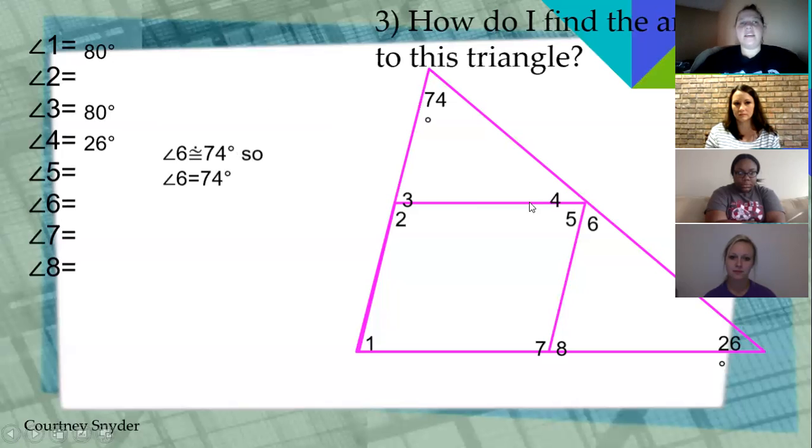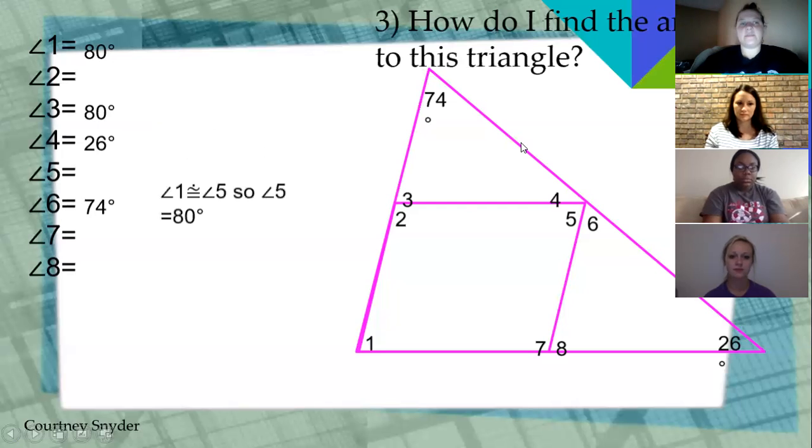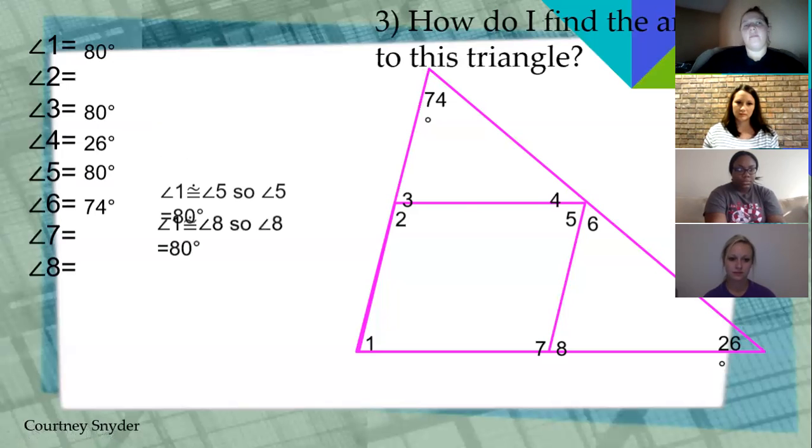Now with angle 6, we see that angle 6 is congruent to this angle over here. So we know angle 6 is going to be 74 degrees. Angle 1 is also congruent to our angle 5. So angle 5 will also be 80 degrees. And angle 1 and angle 8 are also congruent. So angle 8 will also be 80 degrees.